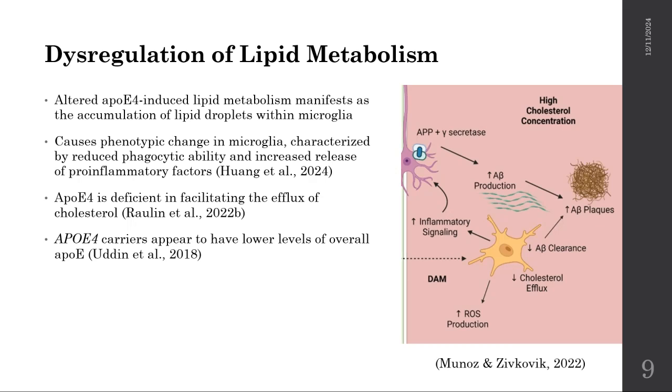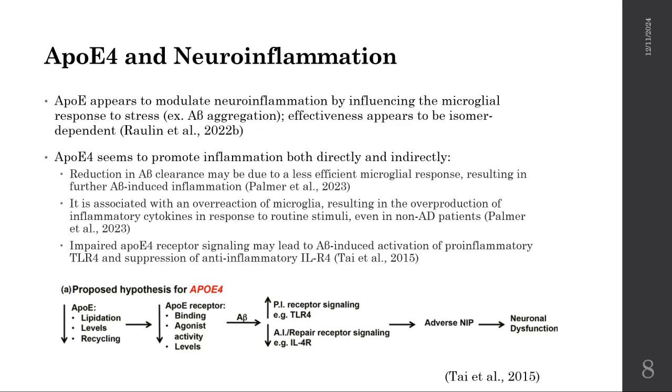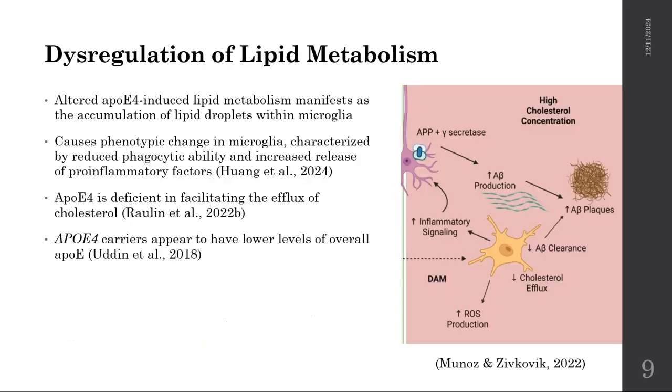So dysregulation of lipid metabolism appears to be upstream of neuroinflammation. This is due to altered APOE4-induced lipid metabolism manifesting as the accumulation of lipid droplets within microglia. This accumulation causes phenotypic change in these cells, which is characterized by reduced phagocytic ability and increased release of pro-inflammatory factors. This may explain the semi-paradoxical points that we made in this slide, which discuss the less efficient microglial response, while the microglia are also overreactive and pro-inflammatory. This appears due to this phenotypic change.